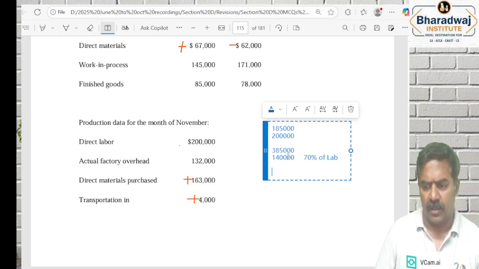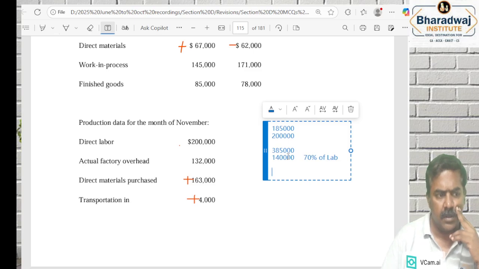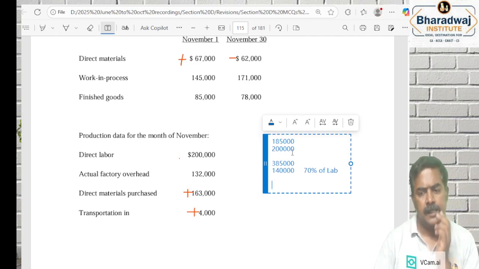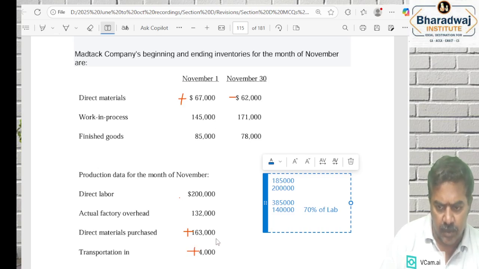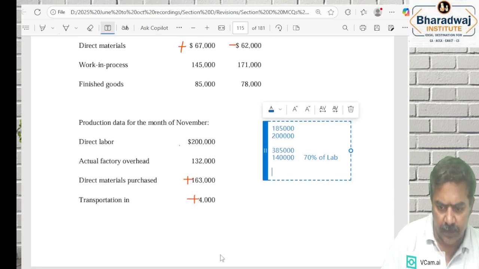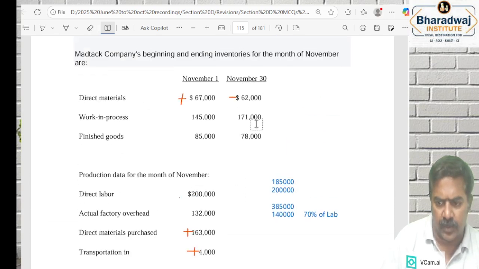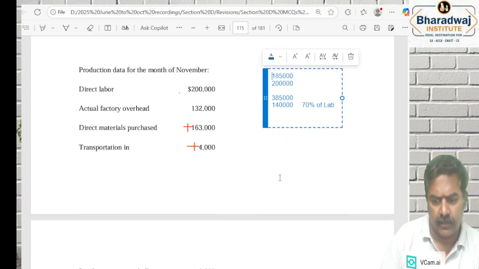3,85,000 plus 1,40,000. Sorry, check the direct material: 67,000 plus 163 plus 4 minus 2 and minus 62. 67 minus 62 is 5, plus 4 is 9, minus 2 is 7, so 170.